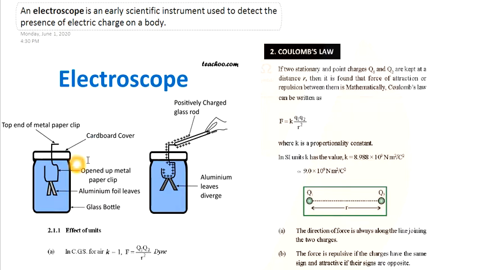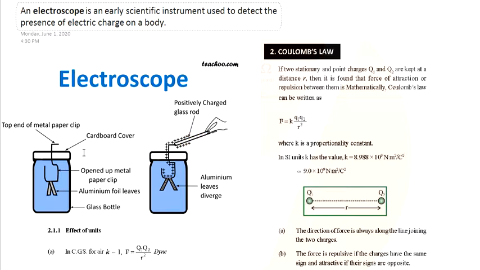Now look at this example. In this example, we have a glass bottle, a cardboard cover, and the top end of a metal paper clip, which is opened up. This is metal, and this is the aluminum foil leaves. Now we have a glass rod which is positively charged.